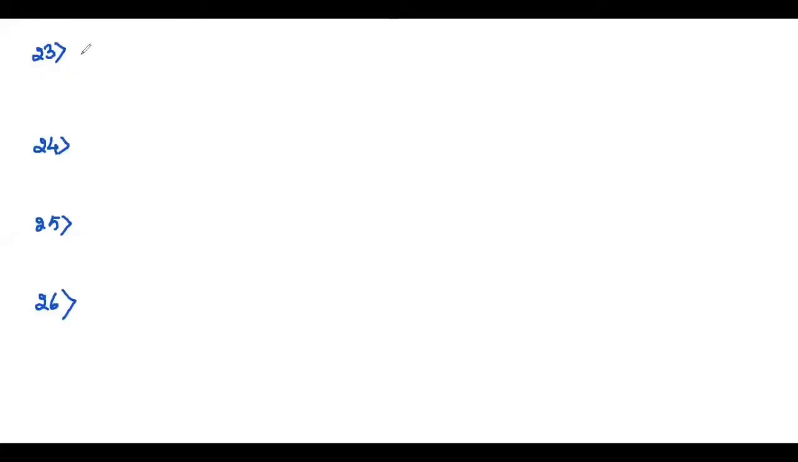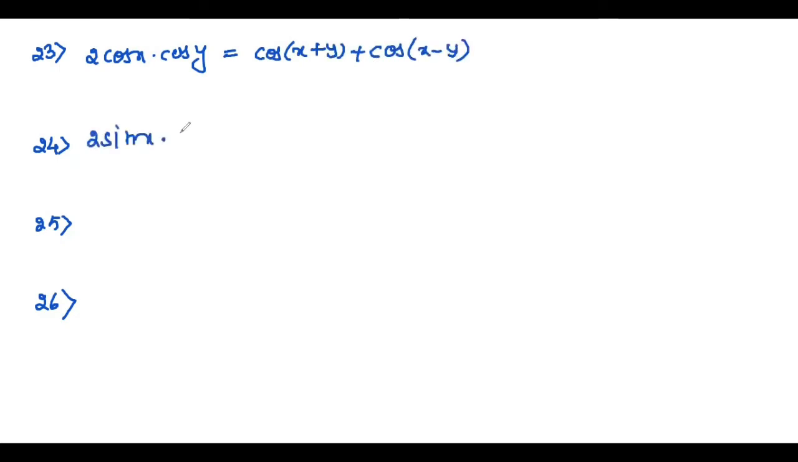Now the next 4 formulas. That is 2 cos x into cos y, and it equals cos of x plus y plus cos of x minus y. Now next is 2 sin x into sin y. So it is cos of x minus y minus cos of x plus y.